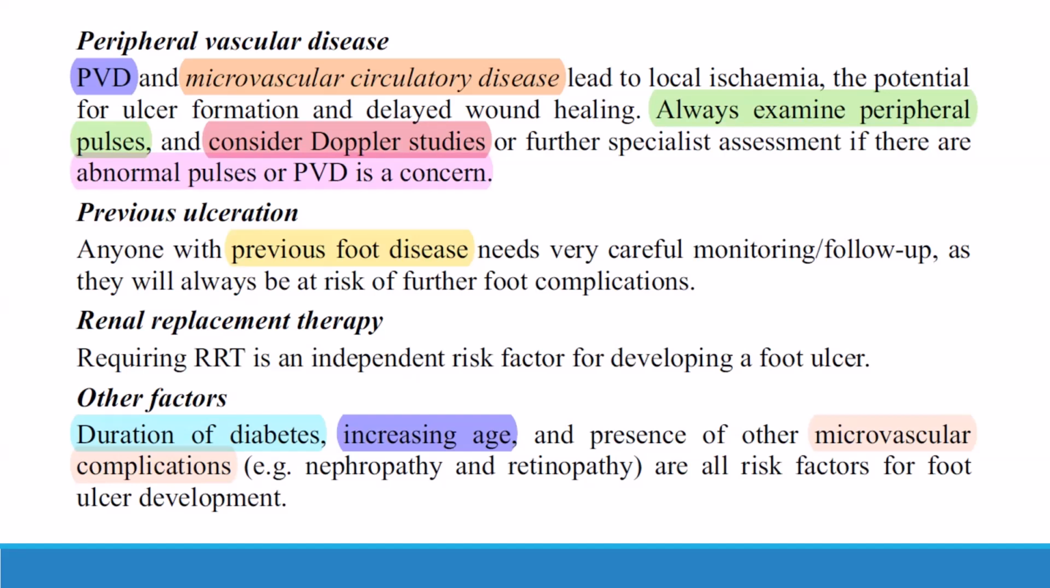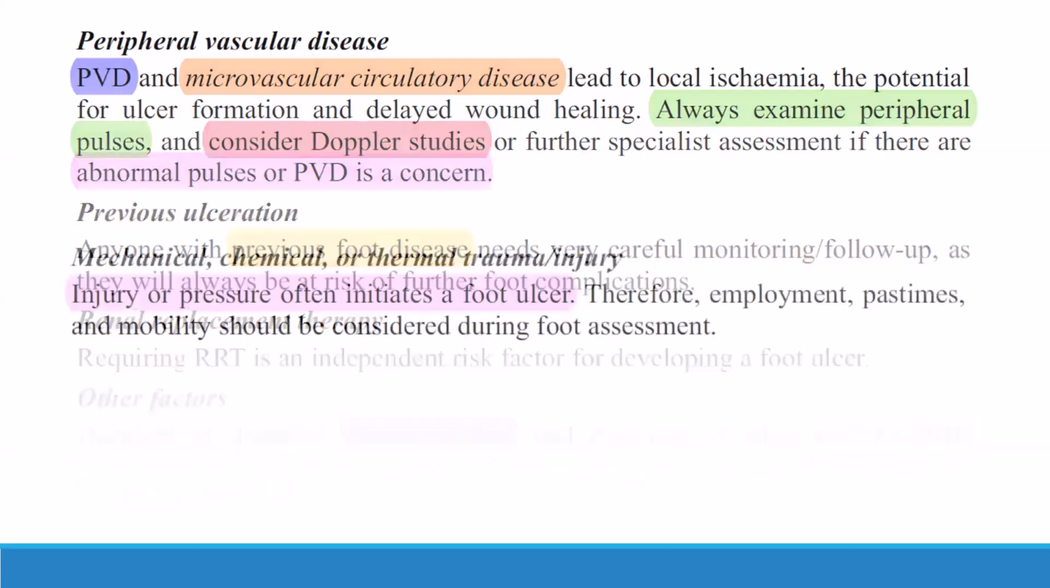The previous ulceration is the most important predisposing factor to development of a new ulcer. Renal impairment also is another factor. The duration of diabetes, increased age, and other microvascular complications are risk factors.